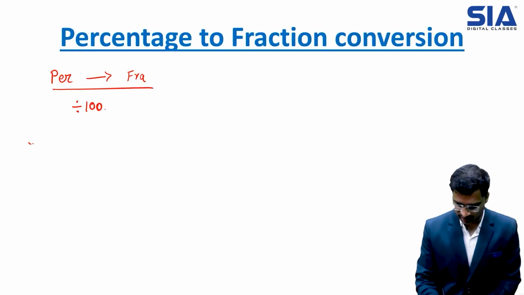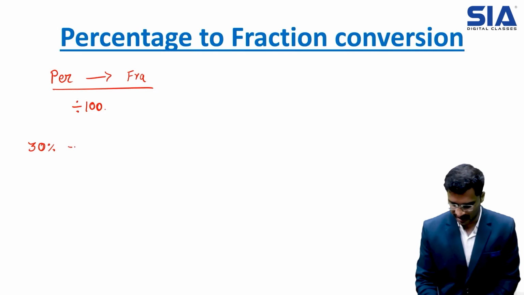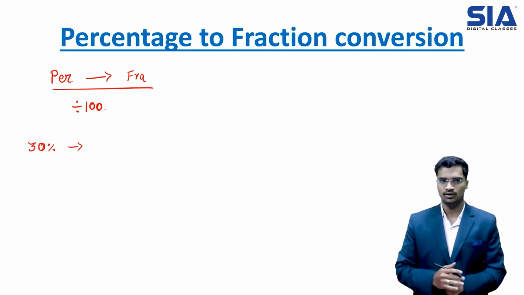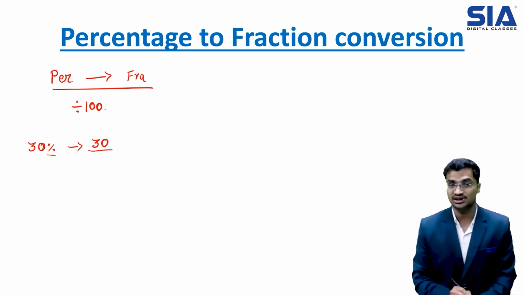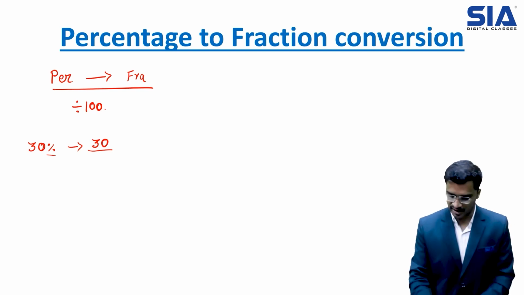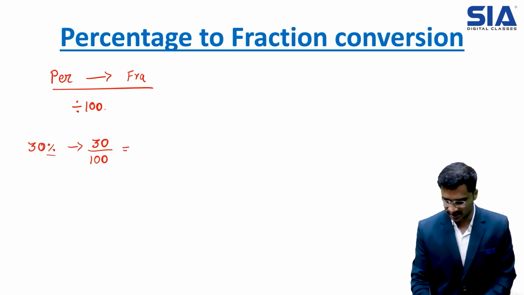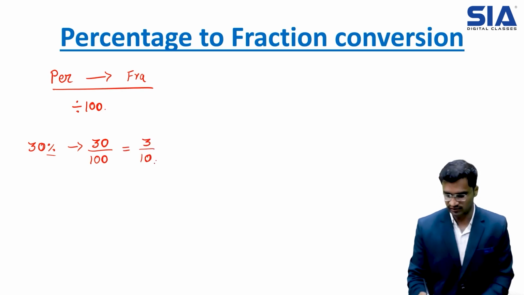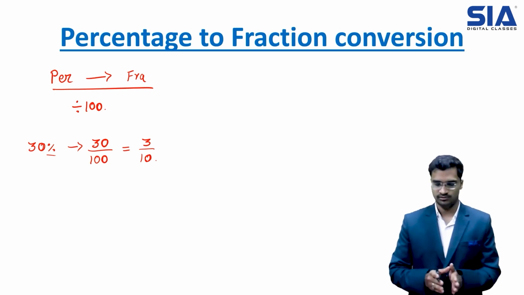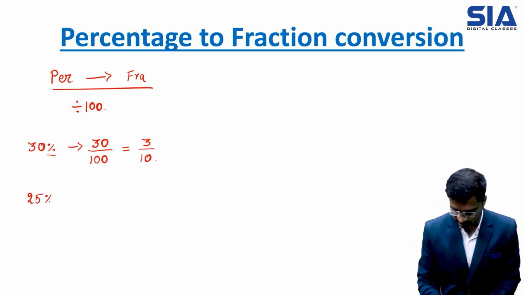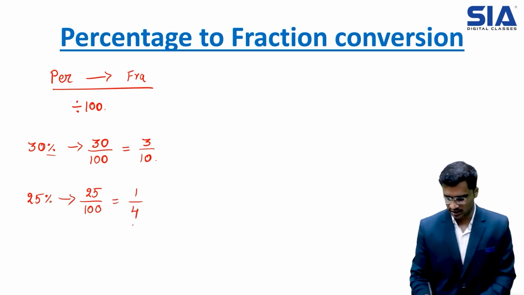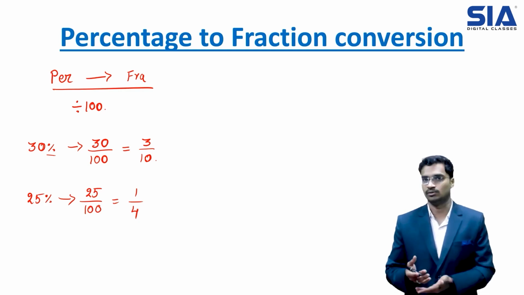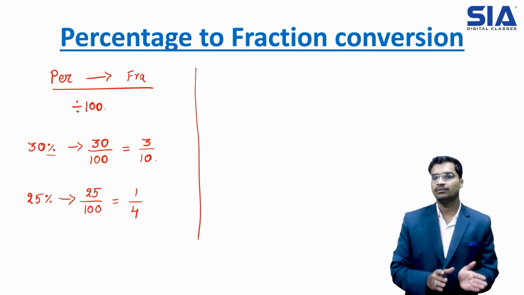Suppose I have a value like 30 percentage, and I have to write it in fraction manner. What I have to do? Because whenever I see a percentage symbol, I have to write it as divided by 100. So 30 by 100. 30 by 100 is 3 by 10. So the fractional value of 30 percentage is 3 by 10. In the same way, 25 percentage can be written as 25 by 100, which gives me, 25 ones are 25, 25 fours are 100. So the fractional value of 25 percentage is 1 by 4. So we have gone from percentage to fraction.